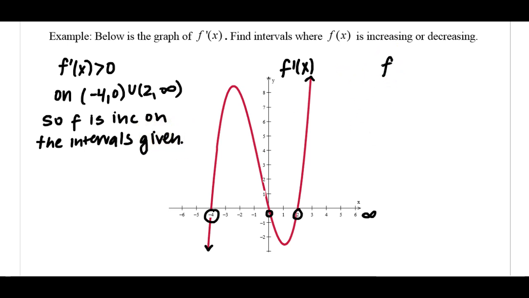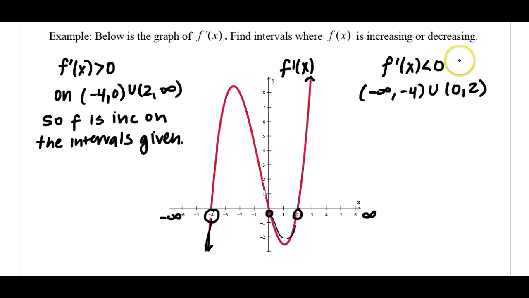And then we want to find where f prime of x is less than 0, so where this derivative graph is below the x-axis. That happens from -infinity to -4, this graph is below. So -infinity to -4, and from 0 to 2. This graph is below the x-axis. So f prime of x is less than 0 on this interval, so f is decreasing on the given intervals.